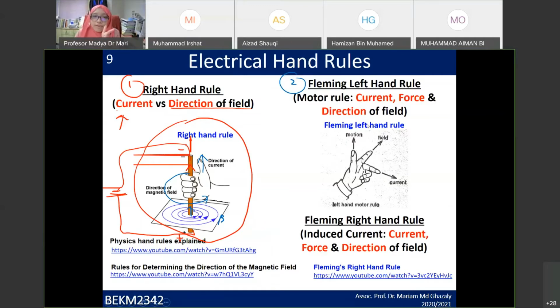Okay, so Fleming right hand rule is actually to explain about the motor rule. The motor rule is that when you have a current, you want to know what is the direction of the motion. You have current, you have a field, inside the field, and then you want to know what is the motion. Motion is the motion of the rotor to rotate. So you have your current over here, and then your field, and then your motion is the palm. So this one will be the left hand rule.